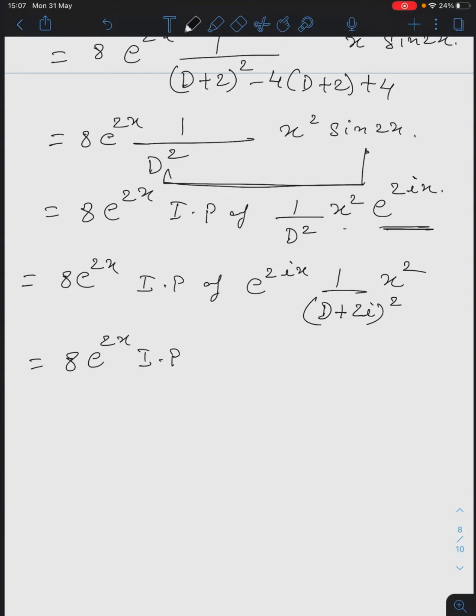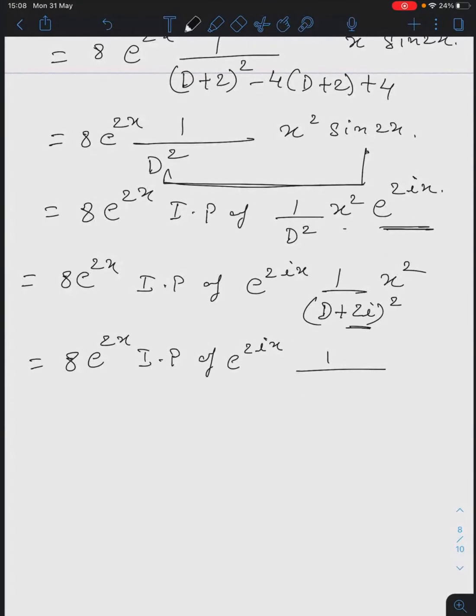This is again e to the imaginary part of e to the power 2ix. Now to solve such problems where operator 1 by f of D is applied on x square or x to the power m, what we need to do? We need to take the lowest degree term out. So what is the lowest degree term here? Tell me. What is the lowest degree term? Is it 4? Minus 4.